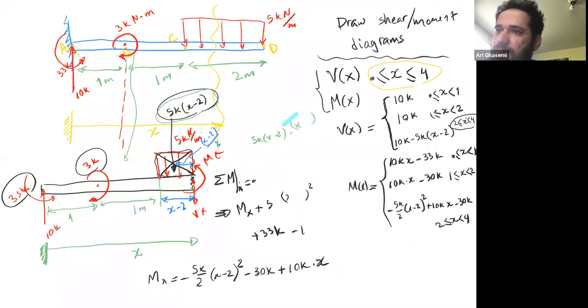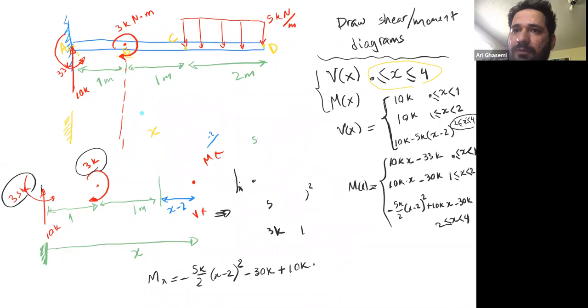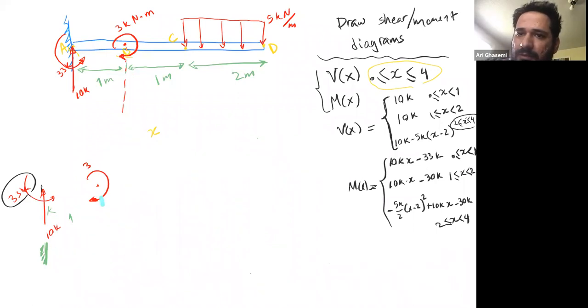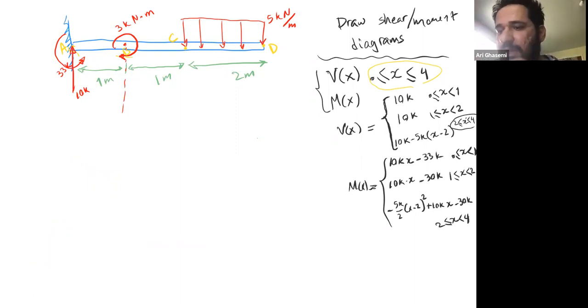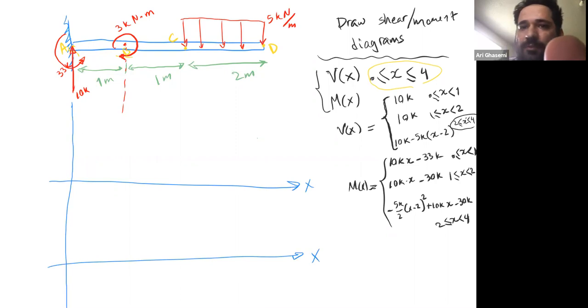So if I want to plot it, I need to erase all these things I have done so far. Take some time to just erase this. All right. Now I want to plot this relation. So I just extend. So this is my X. This goes for shear and this goes for moment. X for shear, X for moment. So this is shear. And this is moment, right?